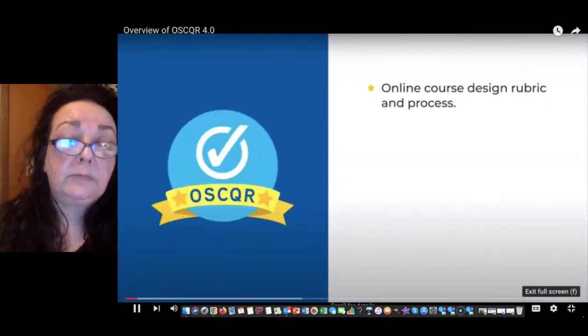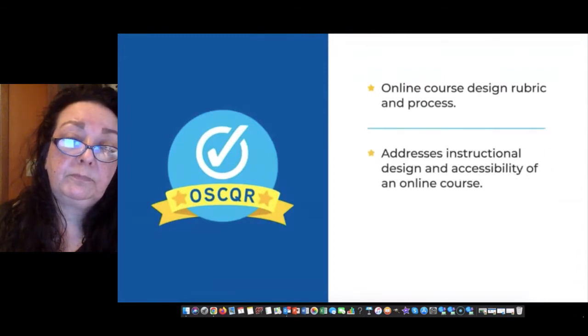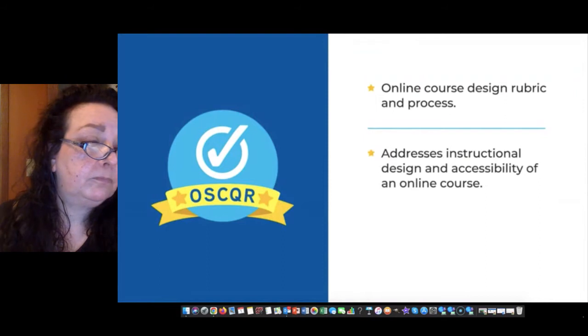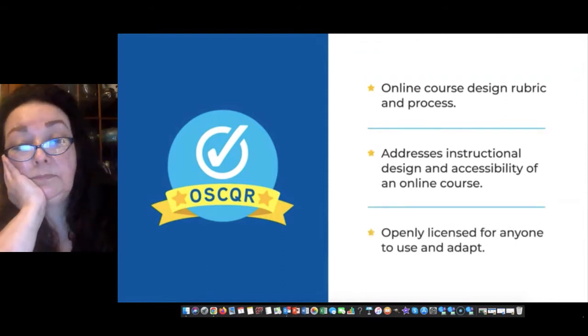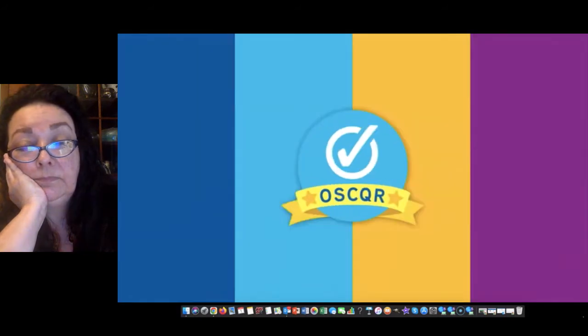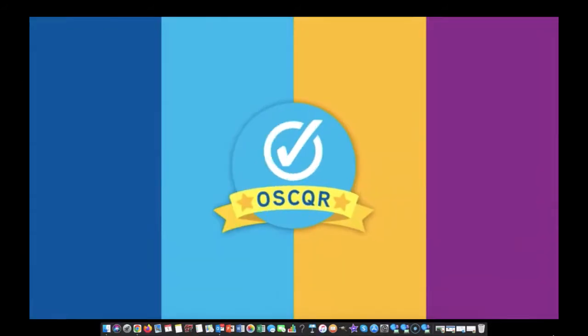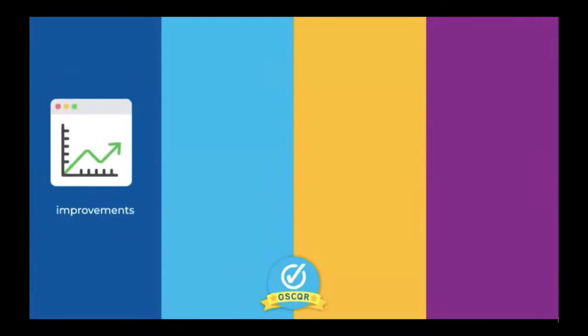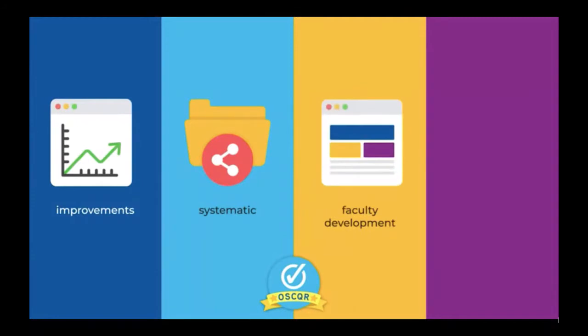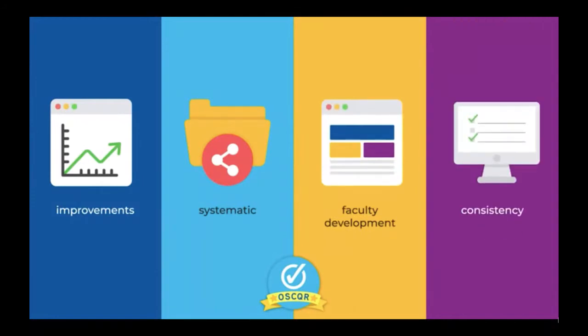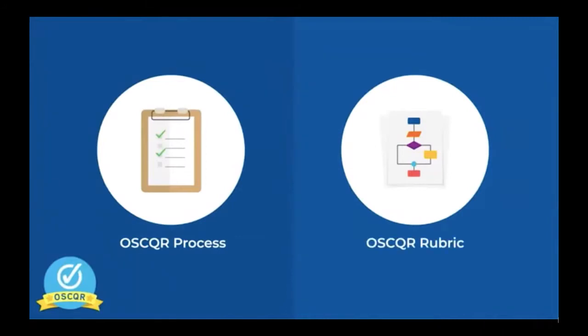SUNY Online has developed an online course design rubric and process that addresses both the instructional design and accessibility of an online course that is openly licensed for anyone to use and adapt. The aim of the SUNY Online Course Quality Review, or OSCAR, rubric and process is to support continuous improvements to the quality and accessibility of online courses, while also providing a systematic approach to collect data across campuses, institutions, departments, and programs. This data can be used to inform faculty development and support large-scale online course design, review, and refresh efforts consistently. There are two components: the OSCAR process and the OSCAR rubric.